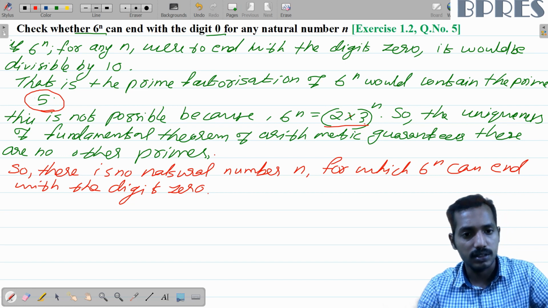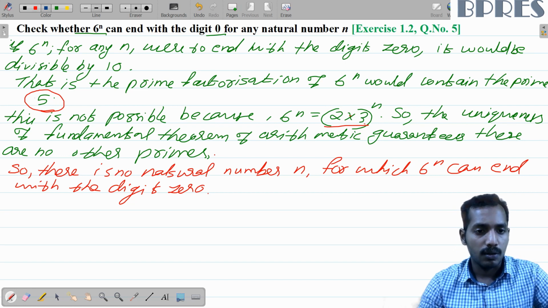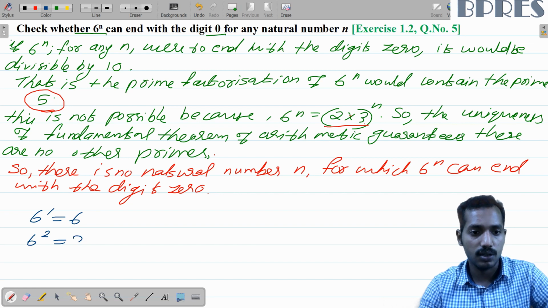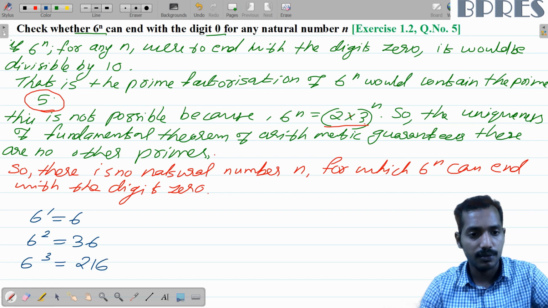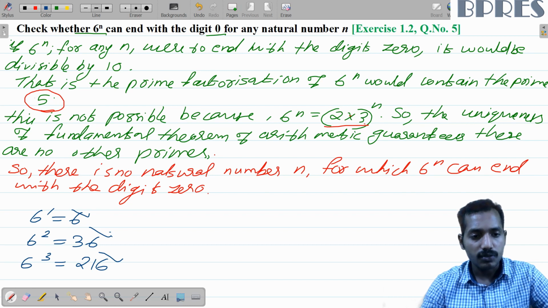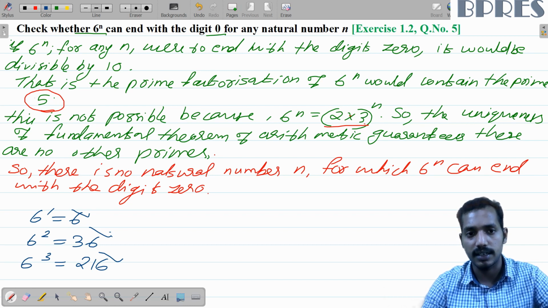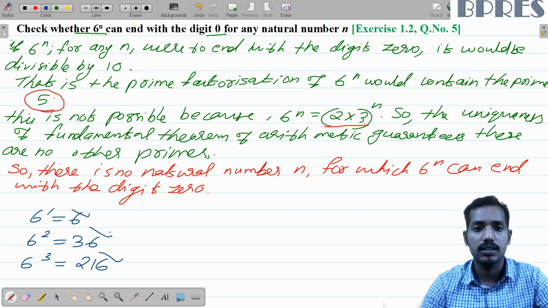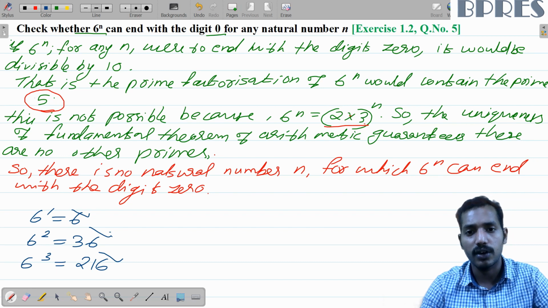That is very important. For example, logically, by taking the powers of 6 we can show this: 6 raised to 1 is equal to 6. What is 6 square? 6 square is equal to 36. What is 6 cube? 6 cube is equal to 216. For every exponent of 6, the last digit is 6 only. So by writing the exponents we can see this, but theoretically we prove it. Clear? This is a very important kind of question. Similarly, for any number we can check by using the uniqueness in the fundamental theorem. Clear?